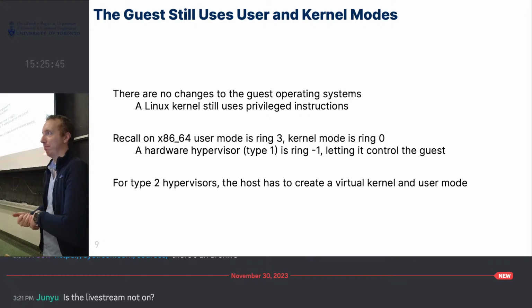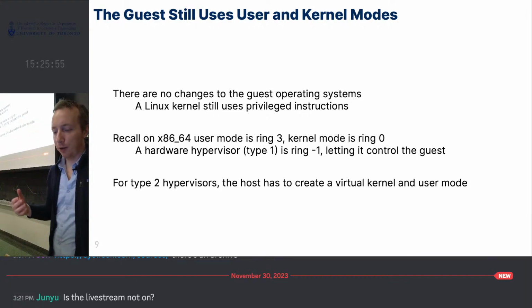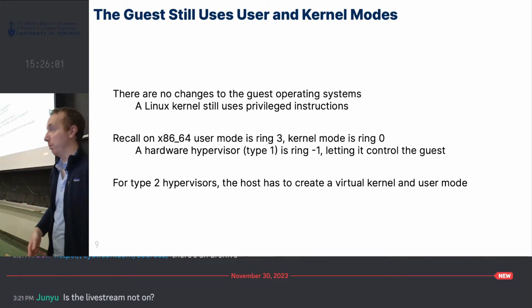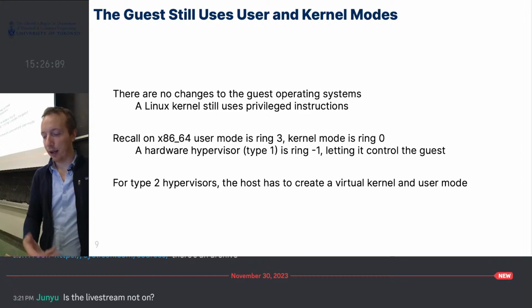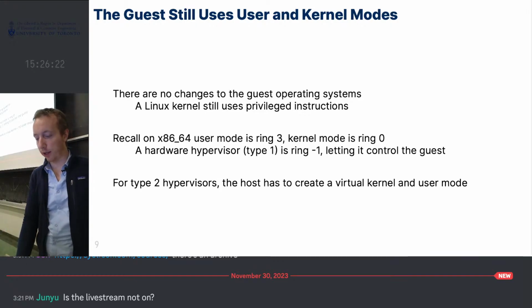x86 CPUs were designed in the 70s or the 60s or something like that. So virtual machines are a new concept, they were like 20 years ago or something like that. So they needed a new CPU privilege mode that was more privileged than kernel mode. So they called it ring -1 because they ran out of numbers. So on x86, hypervisor mode that you need for type 1 hypervisors is ring -1, so it's even more privileged than kernel mode, and it lets you control all the guests.